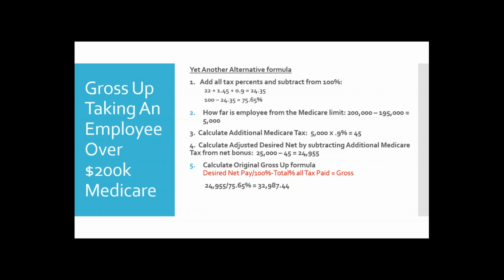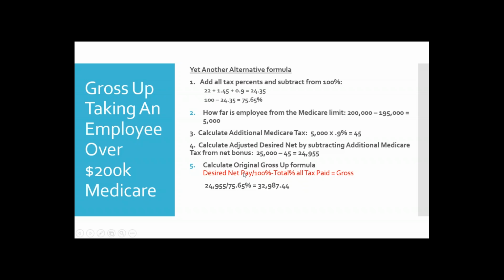What is left to meet the $200,000 Medicare limit? In this case, we've got a $200,000 Medicare limit. The employee has reached $195,000. So what's left is $5,000. Additional Medicare tax on that remaining amount will be 5,000 times 0.9% or $45.